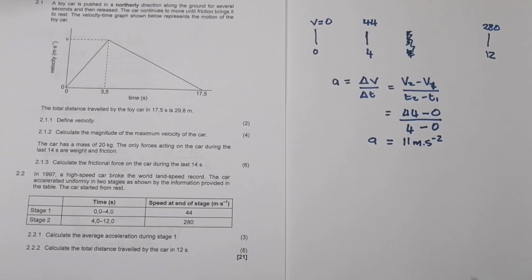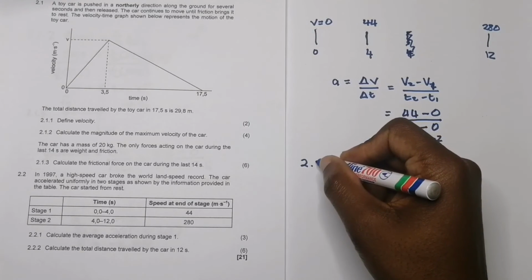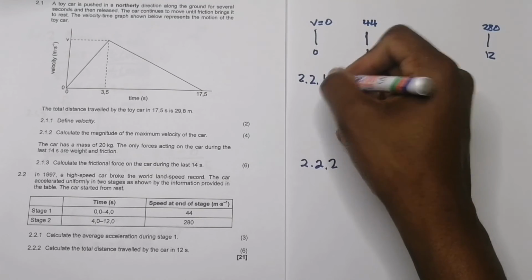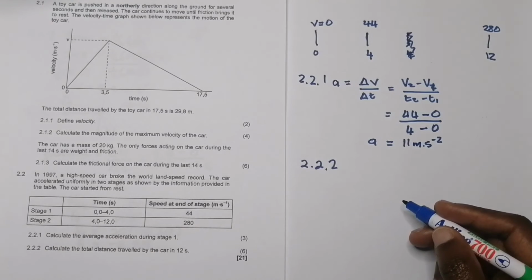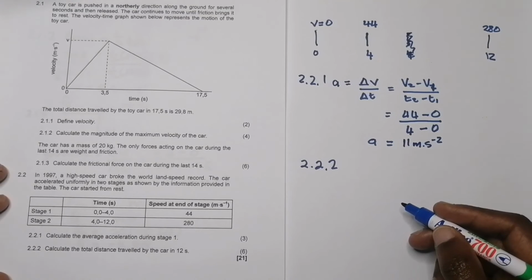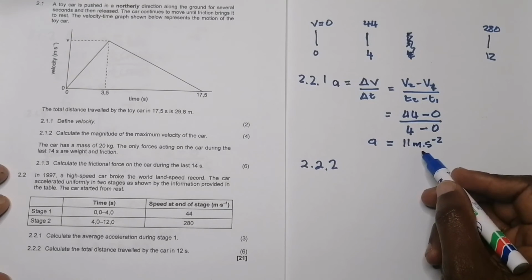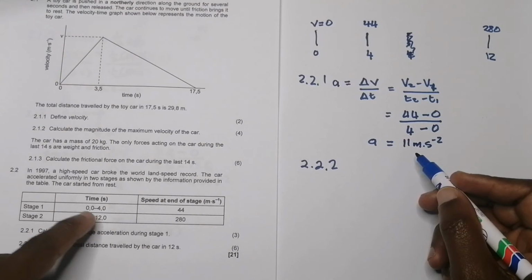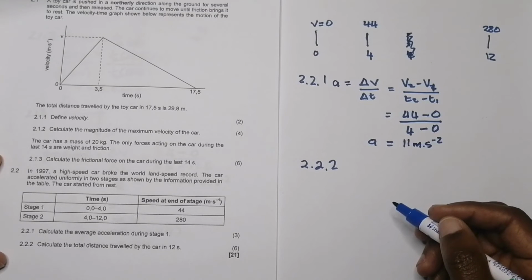So I'm going to break this down into 2 stages. So 2.2.2, remember that was 2.2.1. Let's find out the distance. Let's call it S1, stage 1. I've already got the acceleration. I've got the time that it took, that would be 4 seconds. And I also have the initial and final velocity, right?